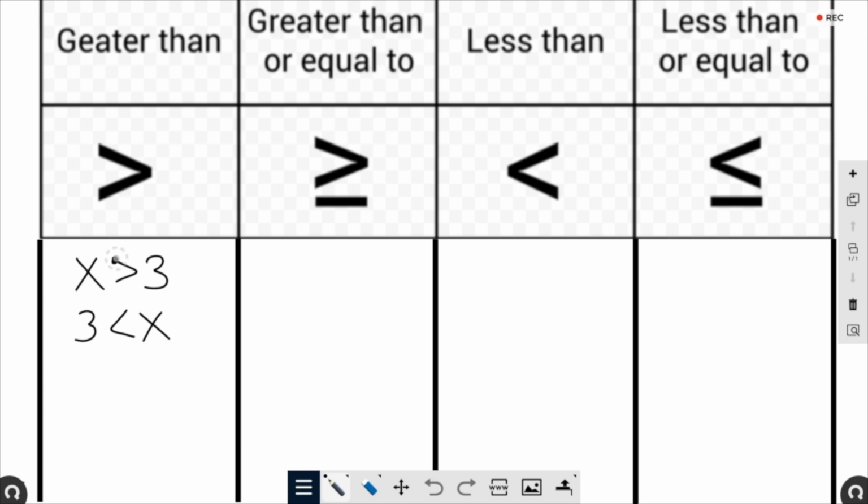Notice how in both examples, my x is on the open side or the big side of the inequality. Whenever I'm graphing the inequality, I'm going to start with that number. In this case, x is greater than 3, so I start with the number 3. It will be an open circle. Since x is on the big side or the open side, the arrow will point to the right. Open circle means that 3 is not a part of my solution. X could be any number that is greater than 3.